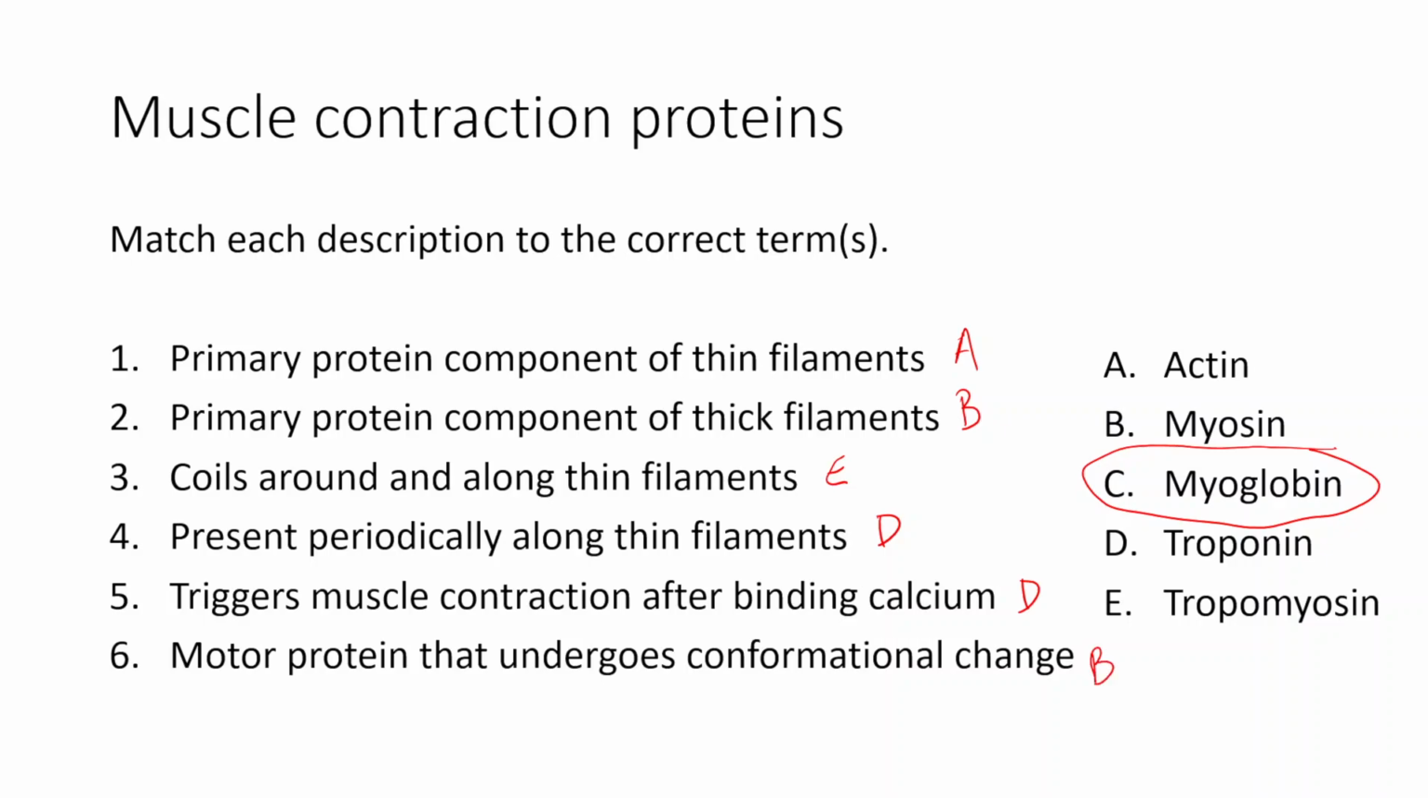So myosin is what makes up the thick filament that's in the sarcomere. The head on the myosin is what undergoes a conformational change to cause the sarcomere to shorten, and we'll talk about that in a little bit.